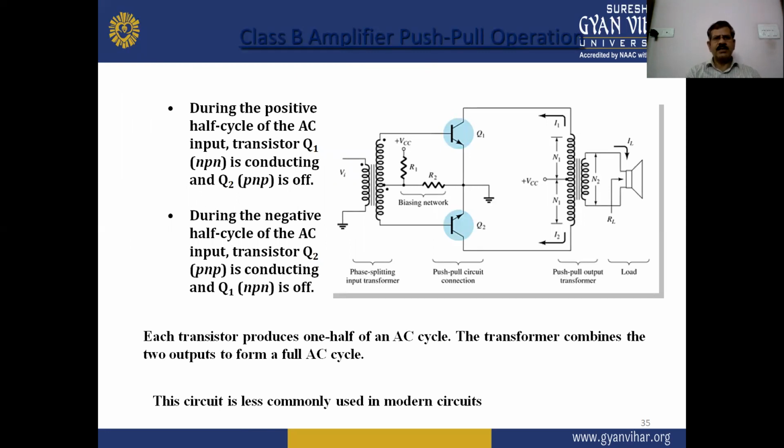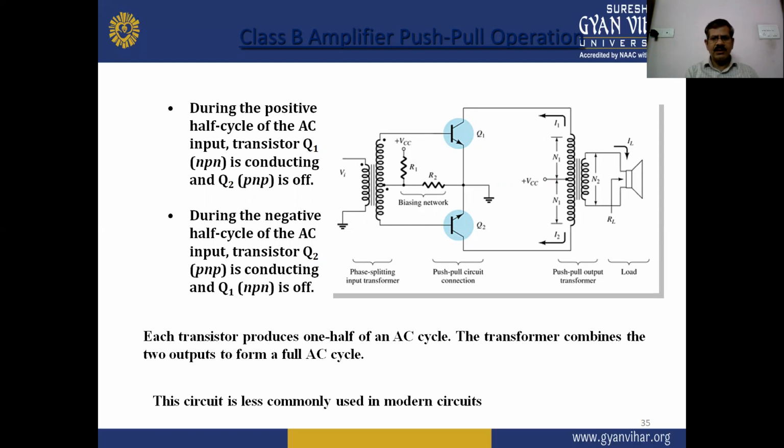So next one is the class B amplifier push-pull operation. In this class B amplifier push-pull operation, this is the circuit diagram given here for the class B push-pull amplifier. Here there are two transistors Q1 and Q2 and also a center tap transformer between them, at the input and output also.